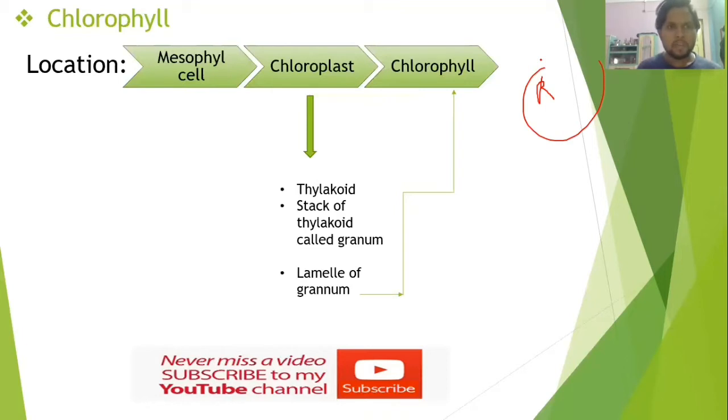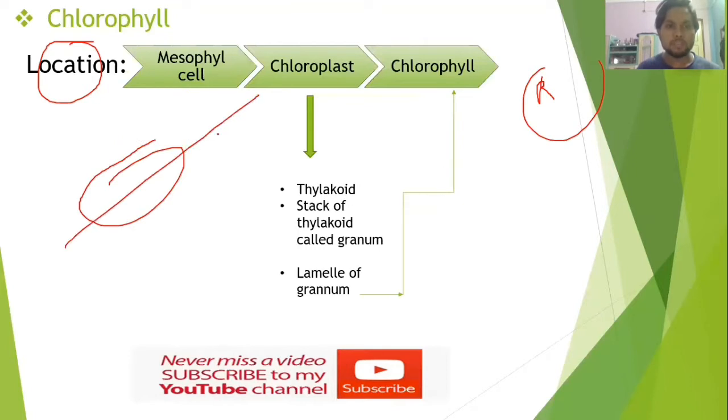So chlorophyll is the pigment which can absorb the light in the photosynthesis process. So where exactly is chlorophyll located? If you take a leaf and cut the leaf in this direction, you can get mesophyll cells under the microscope. In the mesophyll cell, you will get chloroplast.